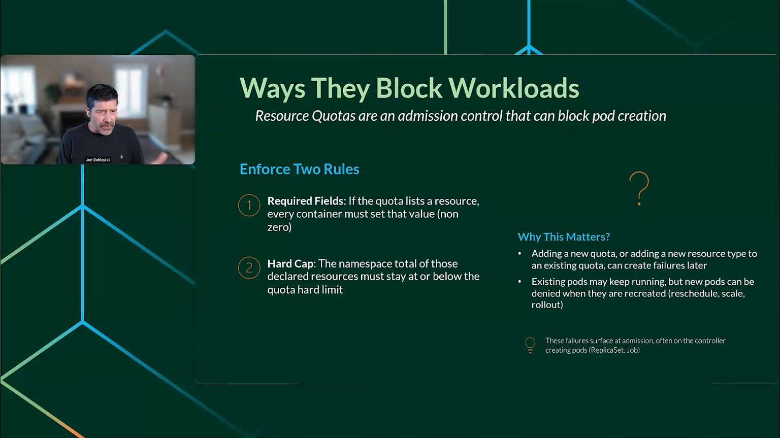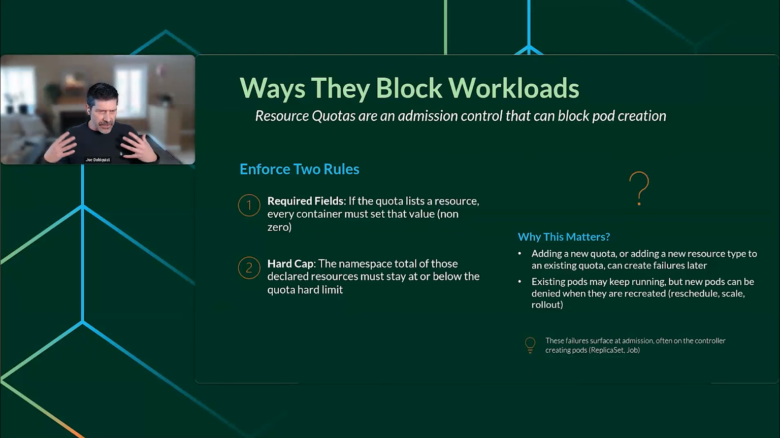So kind of a quick example, if the quota tracks two resources, memory and CPU, any container that doesn't have either a memory request or a CPU request is automatically going to get rejected, right? Ones that would exceed the quota for that namespace would also get rejected. And this matters because when you add a new quota or change a quota, a resource type can fail later after the pods get recreated. This is one of those things that you have to be very careful with. We'll talk a little bit more about that later.